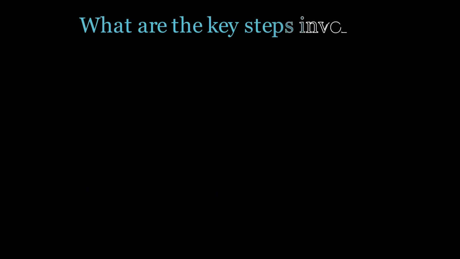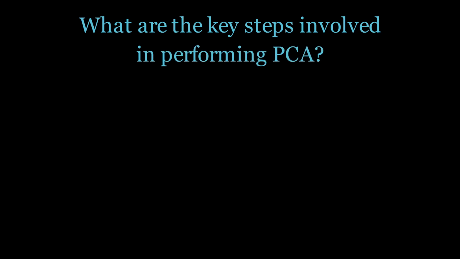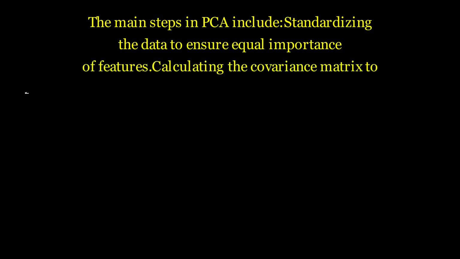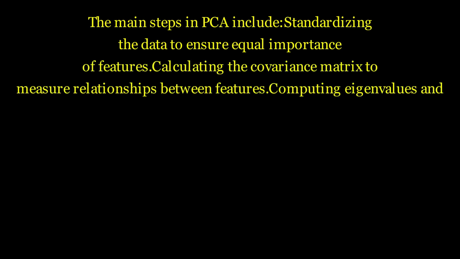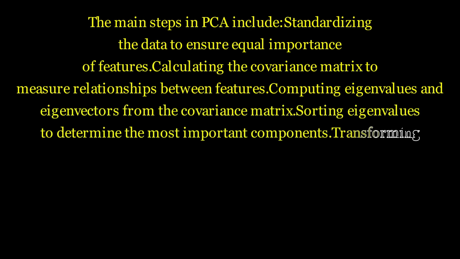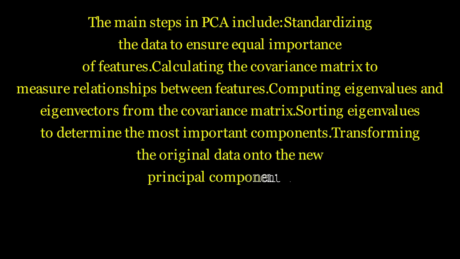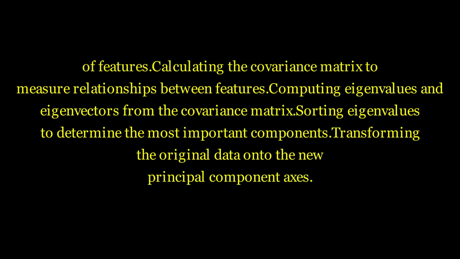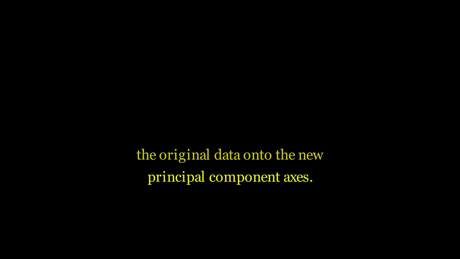What are the key steps involved in performing PCA? The main steps in PCA include standardizing the data to give features equal importance, calculating the covariance matrix to measure relationships between features, computing eigenvalues and eigenvectors from the covariance matrix, sorting eigenvalues to determine the most important components, transforming the original data onto the new principal component axis.